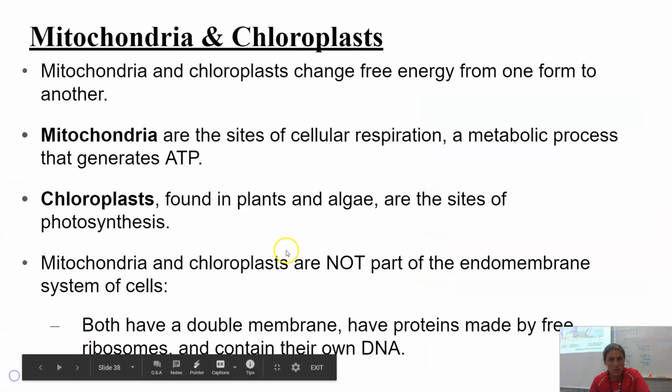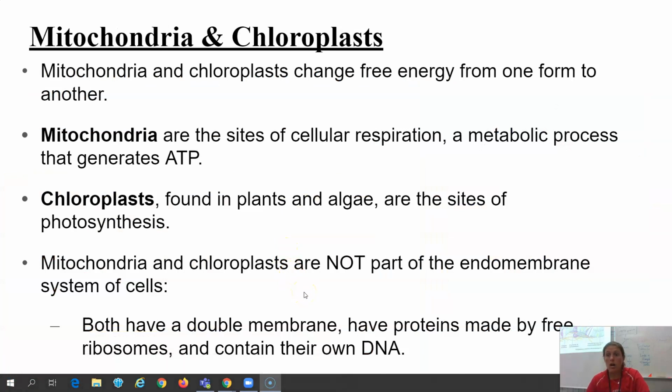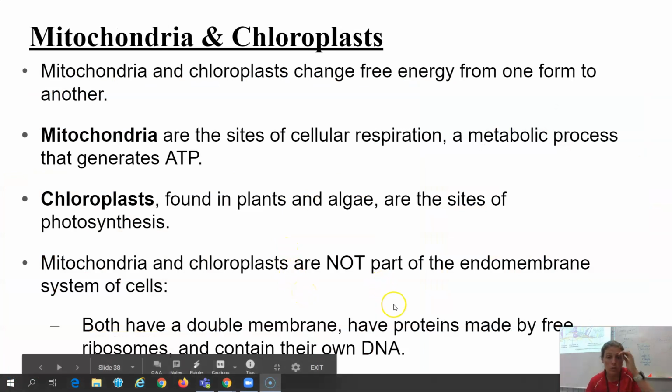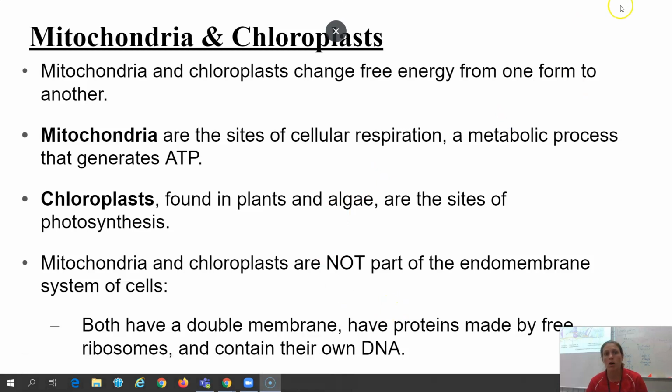Okay, so that's just a base idea of how we would move through the cell using the endomembrane system. Okay, so the last couple of organelles that we're going to talk about are the mitochondria and the chloroplast. Both of these are helping us with energy. We call it free energy. Another way we talk about energy is the production of ATP, or how ATP is generated, okay?